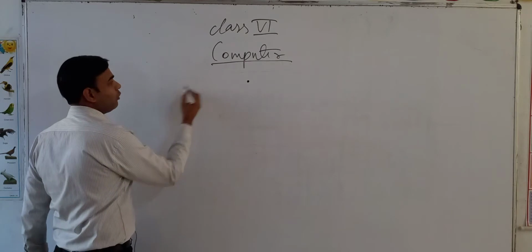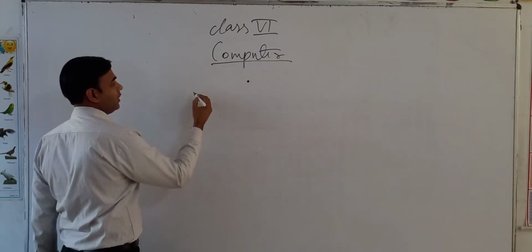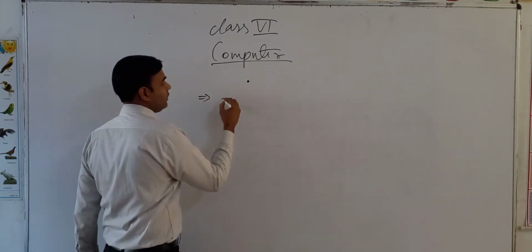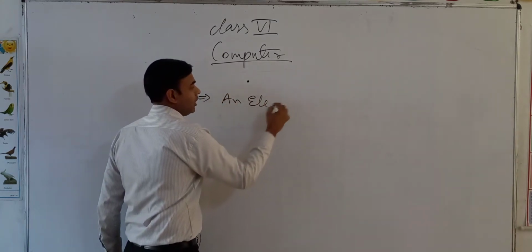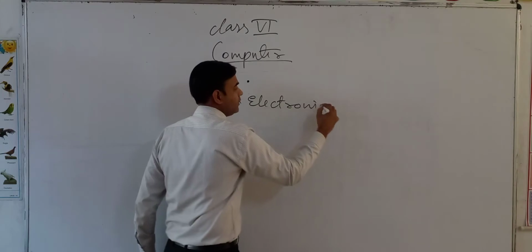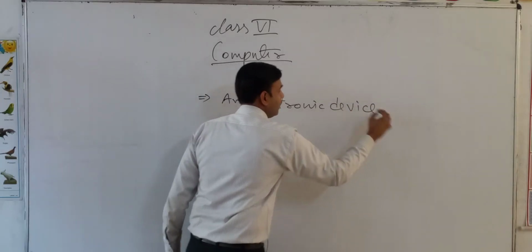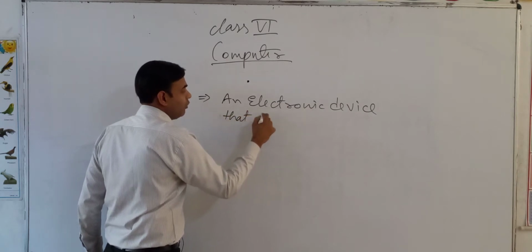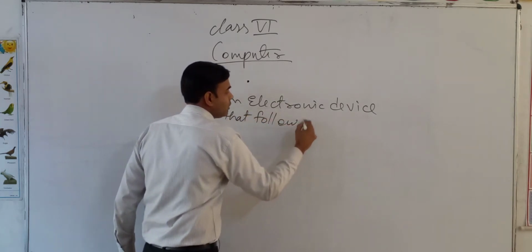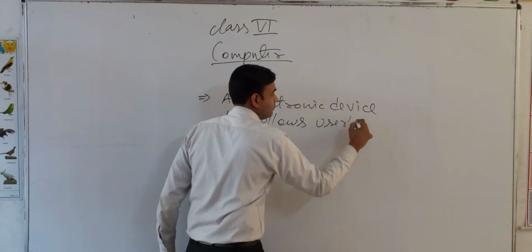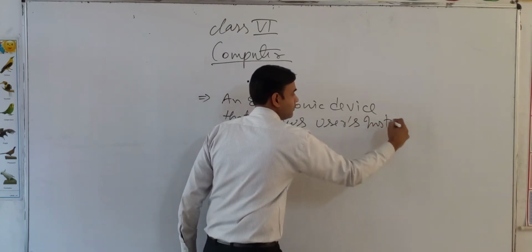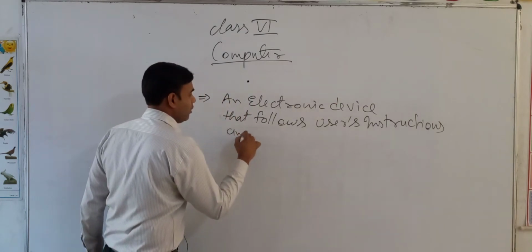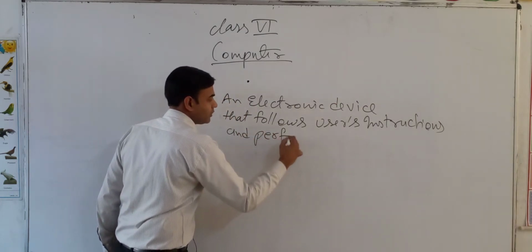Today we will talk about what a computer is. If we see the definition, computer is an electronic device. Computer is an electronic device that follows users' instructions and performs various tasks.